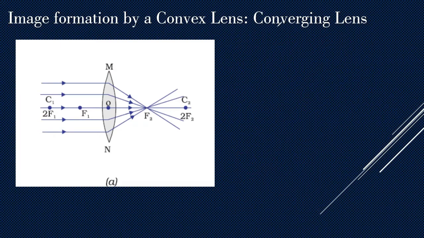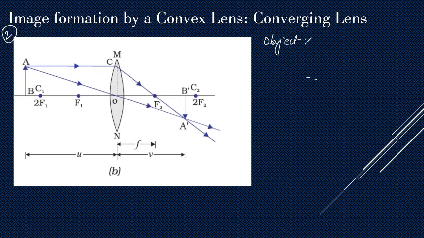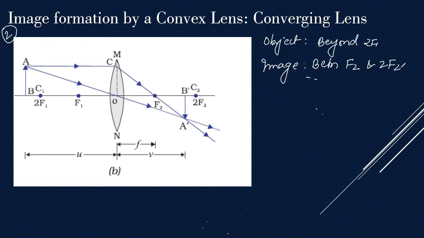Let's do the second image formation. Okay. So now in the second one, if you can see, we are moving ahead. Initially the object was at infinity. Now where's the object? The object is beyond 2f1. Right? It is beyond 2f1. Where is the image formed? Image is formed between f2 and 2f2. Between f2 and 2f2. This is going in the same manner as your mirrors were going.